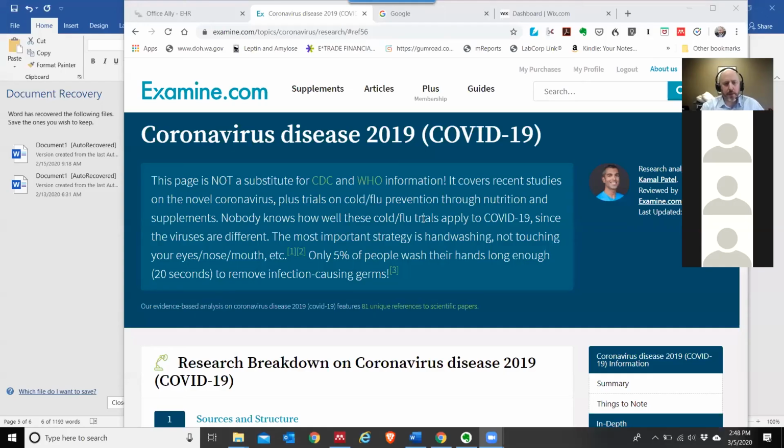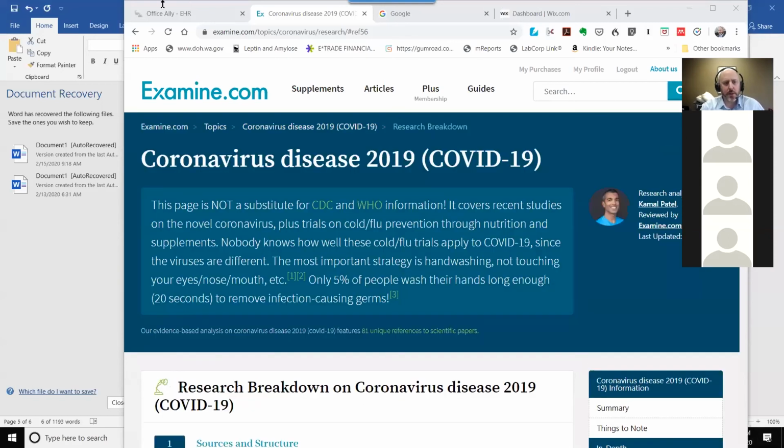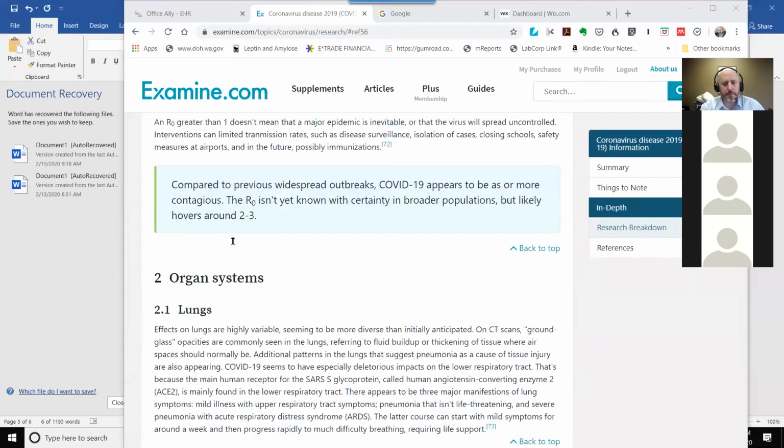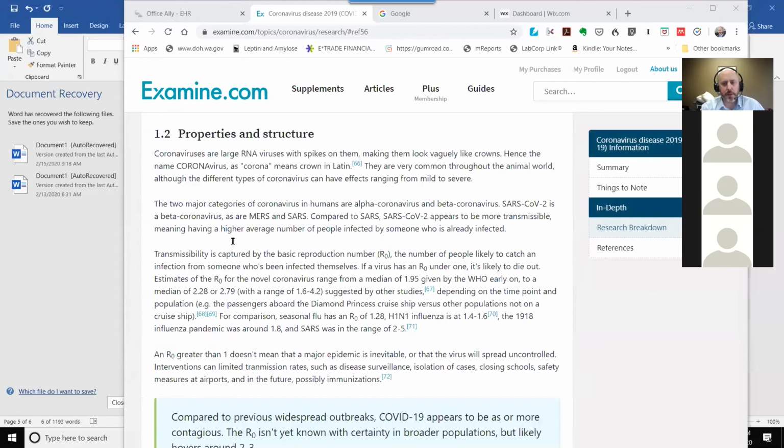And in summary, we went through some key things about the coronavirus, and just to know the difference between, oh, I'm missing.